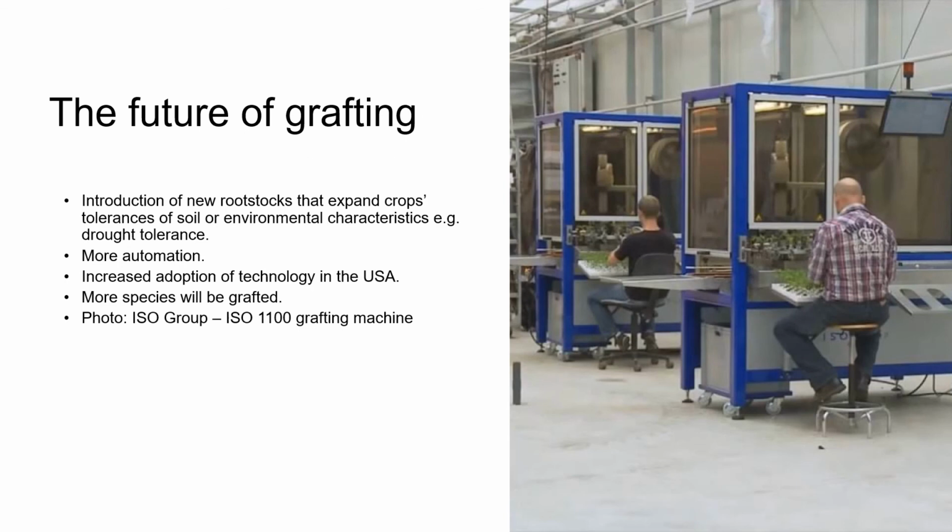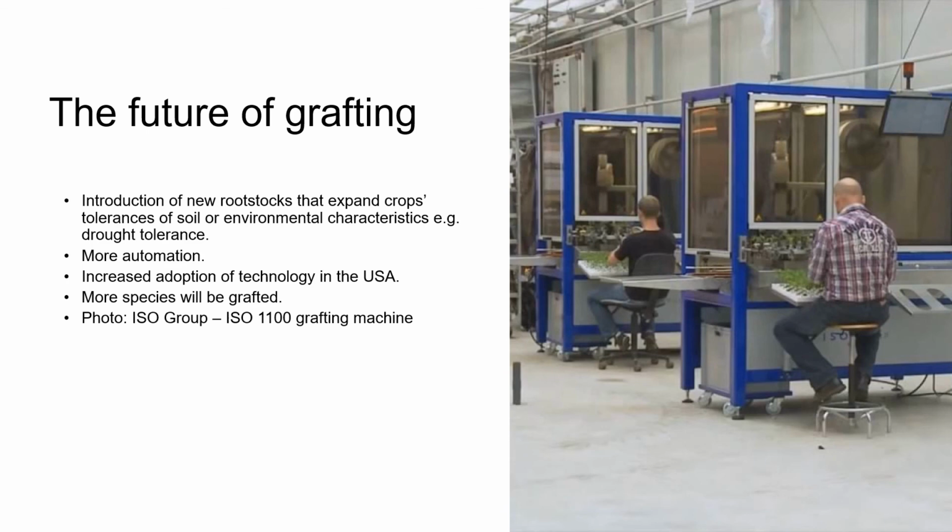It's likely that new rootstocks will be developed in the relatively near future that will further expand certain crops' tolerances of particular soil or environmental characteristics. Drought tolerance, for example, which will enable growers to adapt to climate change and also enable marginal land to be productive or even to be brought into production.